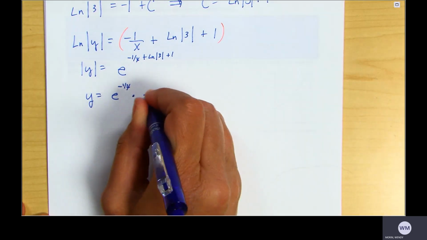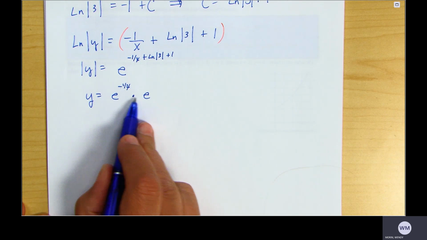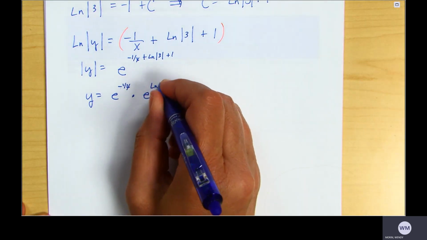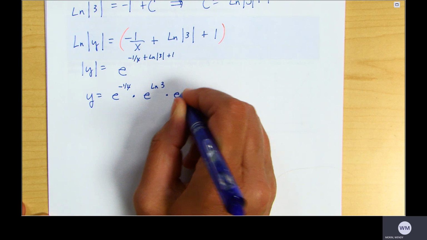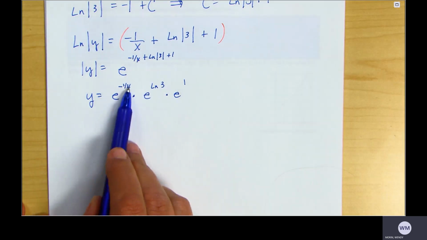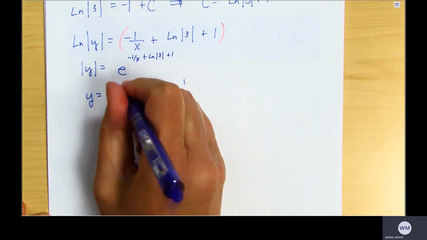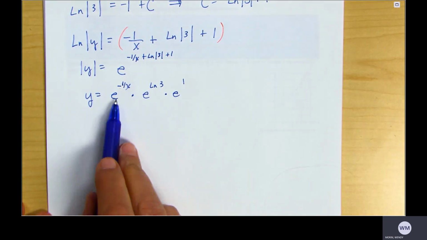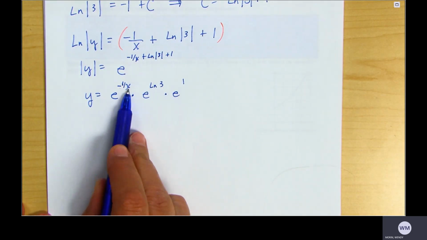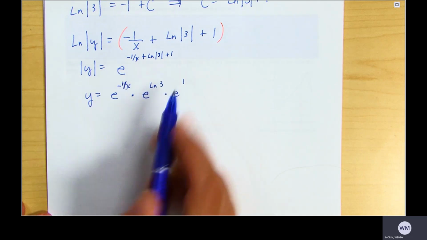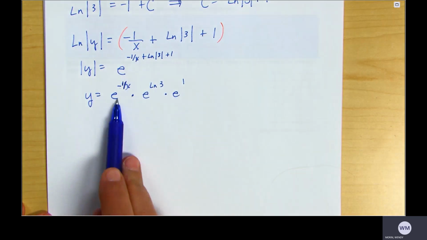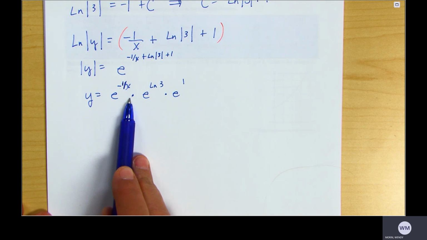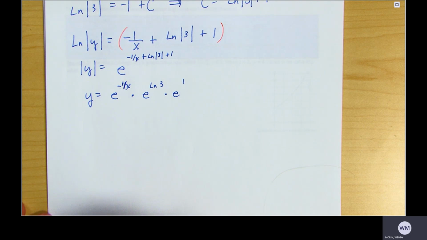If I take e to the negative 1 divided by x times e to the natural log of 3 times e to the first power, isn't it true? That's an x right there, and it doesn't look like it, so let me fix that. Isn't it true that when the bases are the same, you can add the exponents? So when you're adding the exponents, you can split it up into a product with the same base, something you might have to do to get one of the multiple choice answers. So I'm refreshing your memory with this, the hardest part of this chapter or this unit, which is all the log properties that you may have to use.